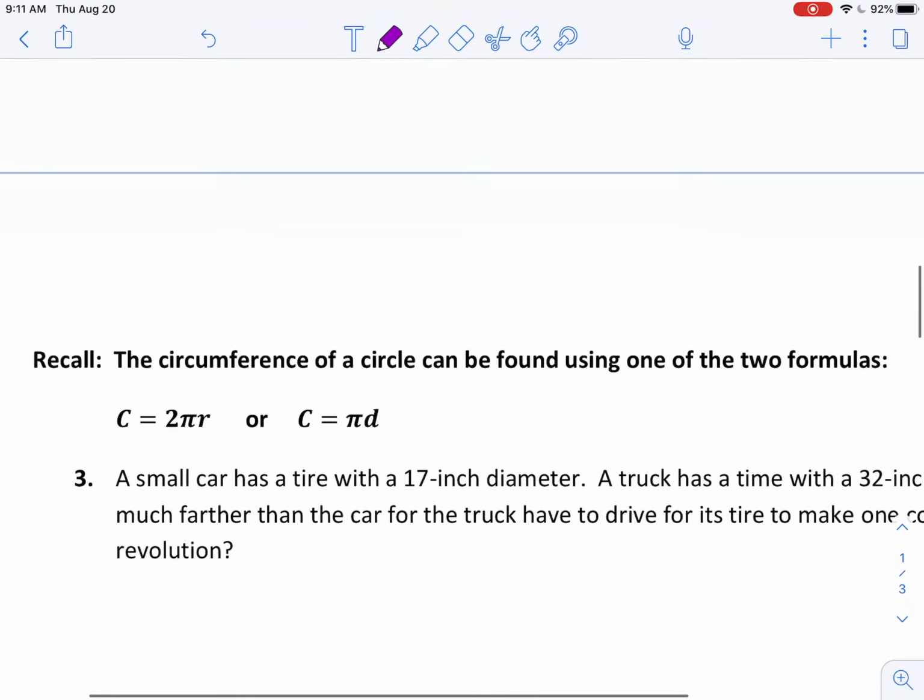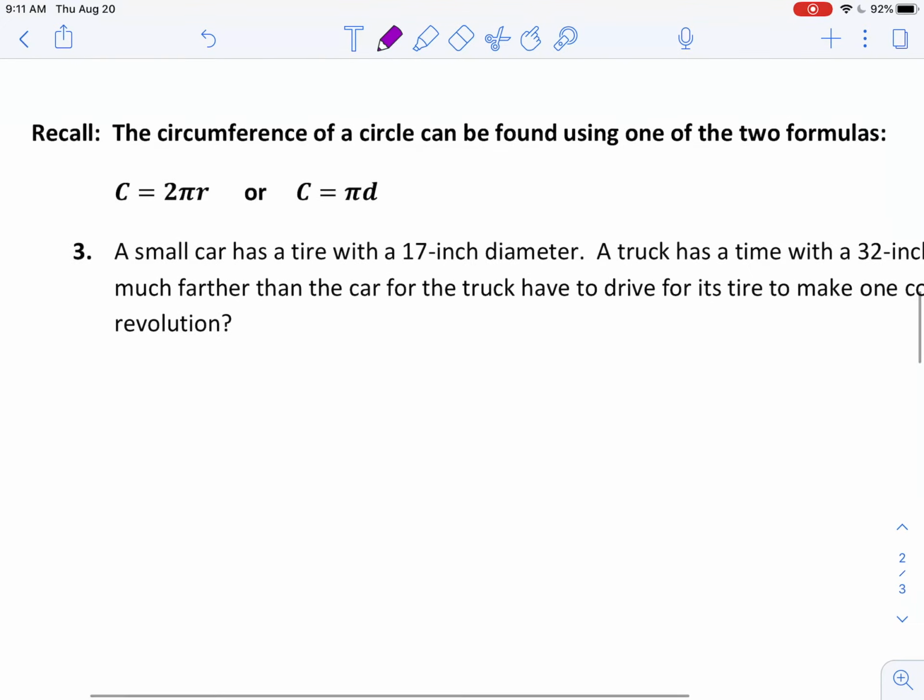All right, moving on. The circumference of a circle can be found by using one of these two formulas. So these should be familiar from the past. The circumference is 2 times pi times the radius, or pi times the diameter. These are equivalent because 2 times a radius is a diameter. Remember, in a circle, a radius is just from the center to the edge, but a diameter is all the way across the circle through the center. So that's why 2 radii are equivalent to 1 diameter.